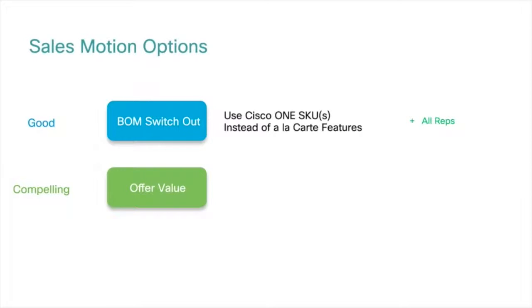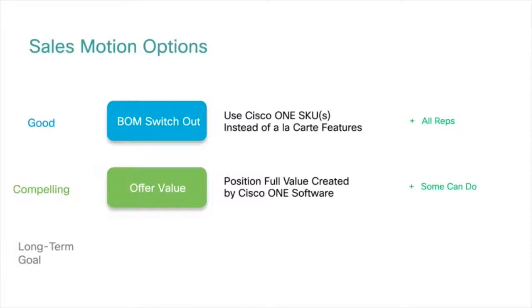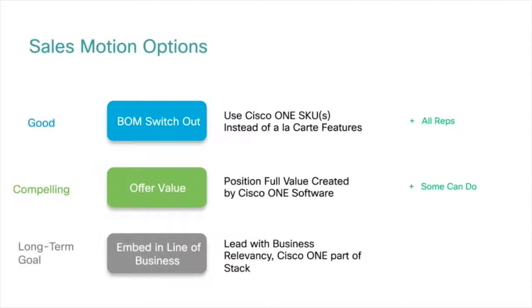More compelling: position the full value created by the Cisco One software offering, a full complement of software in each Cisco One software offering, and, in the future, license portability creates additional value at refresh. The Cisco One software that was purchased is portable to the refreshed hardware. The long-term goal: lead with business relevancy. Position the Cisco One software offering as a tactical part of the customer's business solutions. Use the group synergy of the offering to increase the business velocity of your customer solutions. Ongoing innovation maintains the business edge needed in today's competitive market.